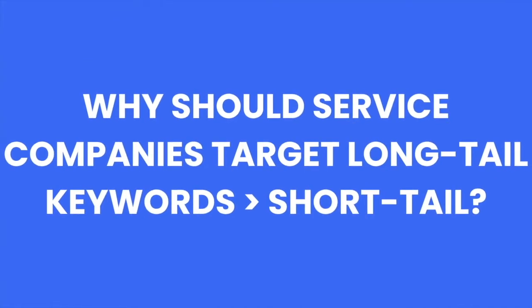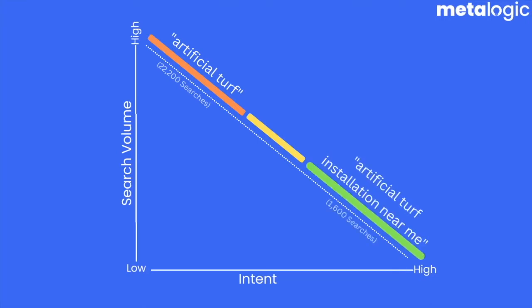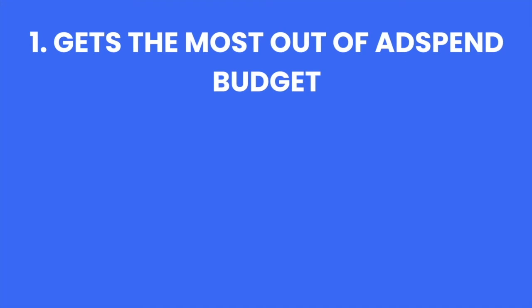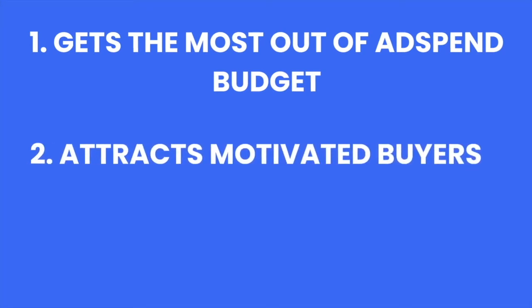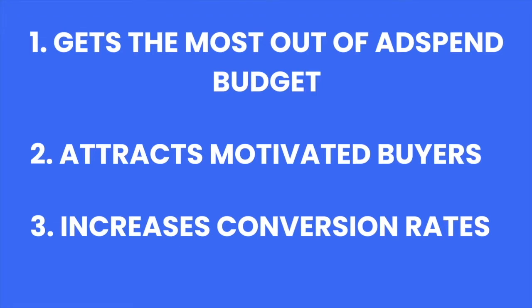So why should service companies choose long tail keywords over short tail keywords? The answer: intent. While yes, short tail keywords are the more searched and generate more traffic to your site, the quality of traffic is actually of a lower caliber than the traffic long tail keywords generate. And the result? Long tail keywords keep service companies from 1, wasting ad spend on unwanted traffic, 2, attracting customers more willing to convert, and 3, increases conversion rates.